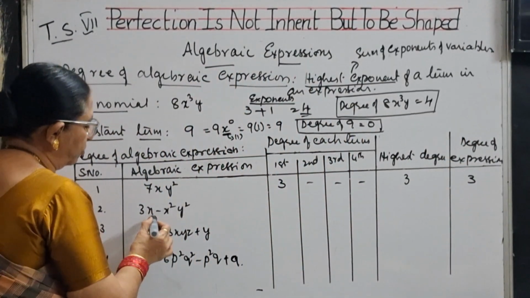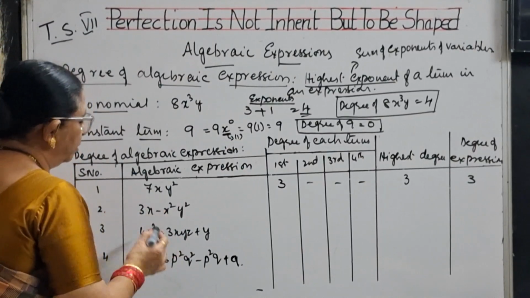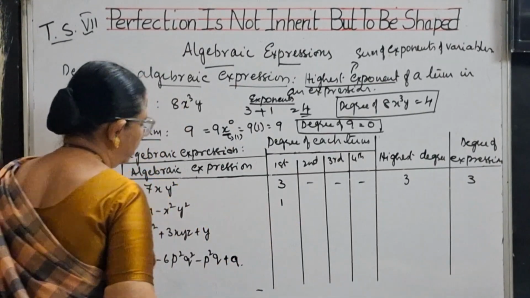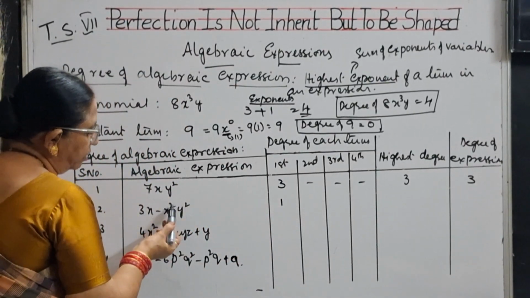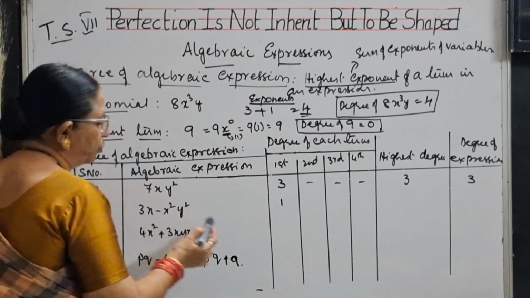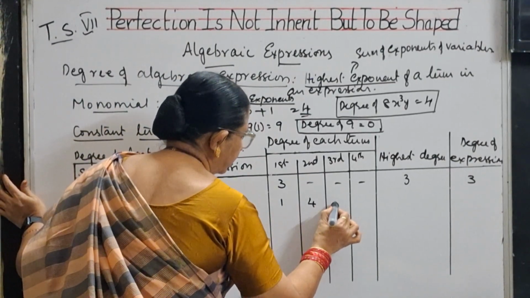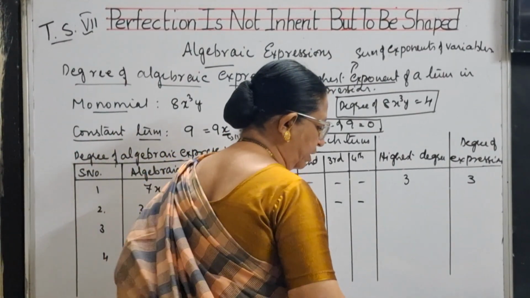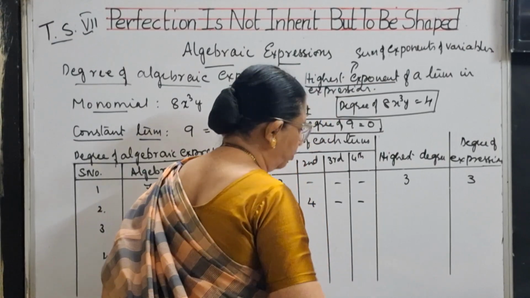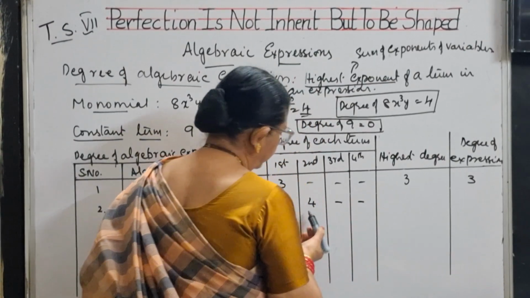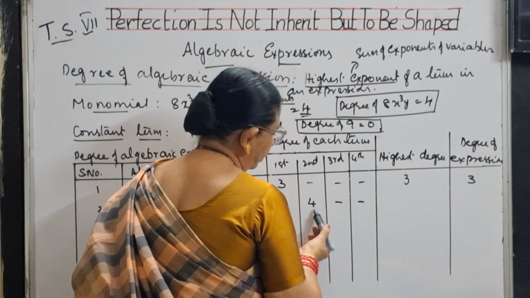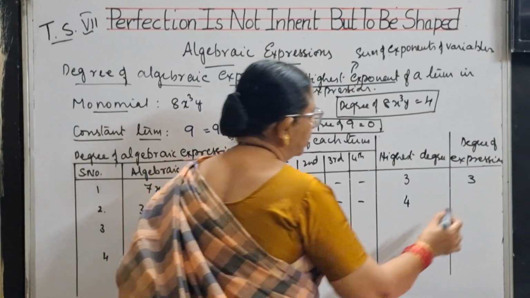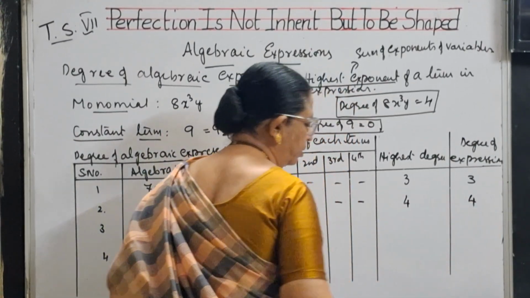Now when you go to the second one, what is the first term? 3x, so it is having 1. And you have got the second one also. What are the exponents? 2 and 2. Add 2 plus 2, 4. So you write 4 here. And third term is not there. Fourth term is not there. So when the fourth term is not there, out of these two, what is the highest degree, children? Highest degree is 4. So what is the degree of this expression? This is nothing but 4.